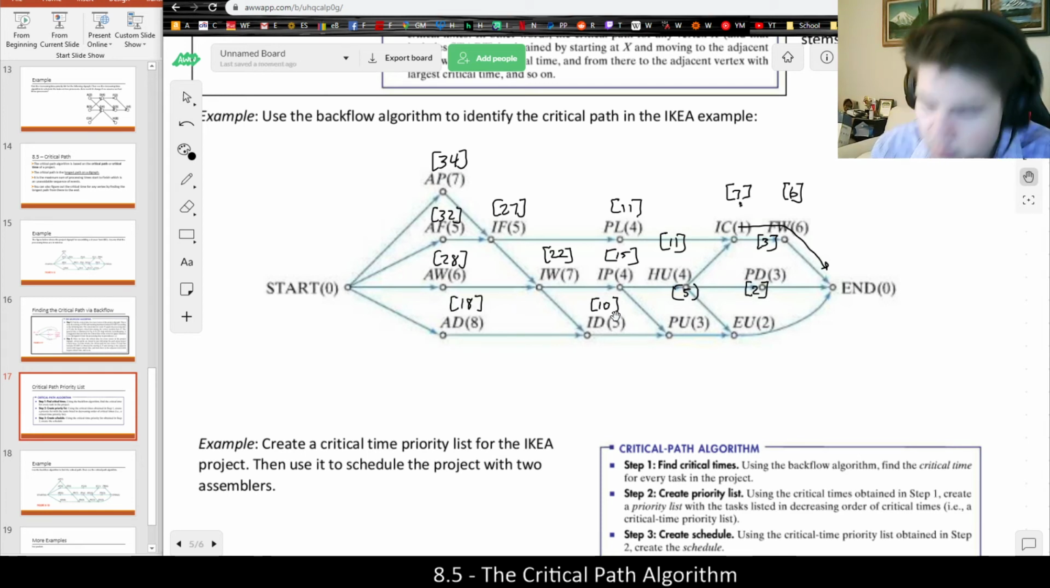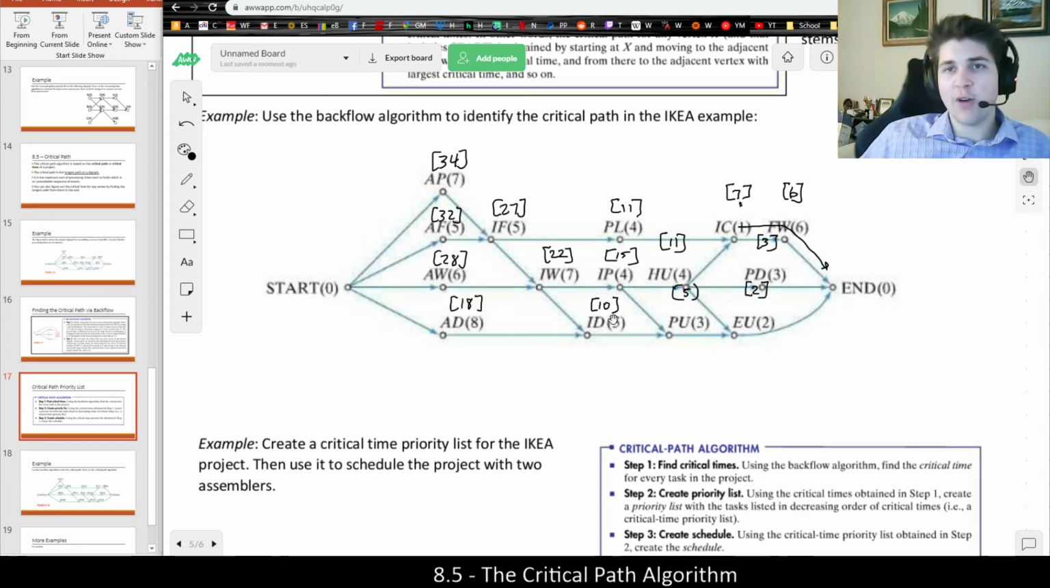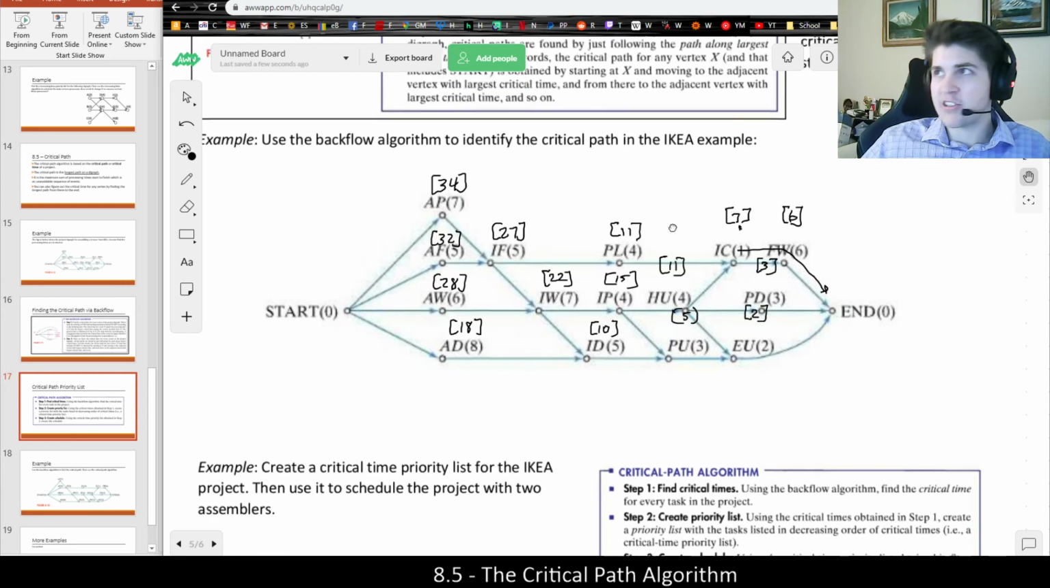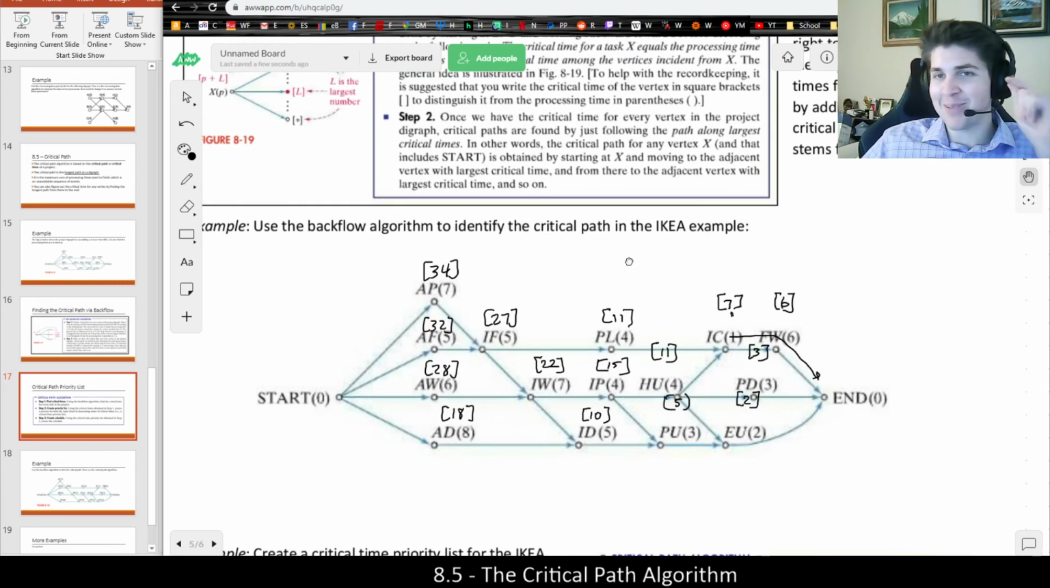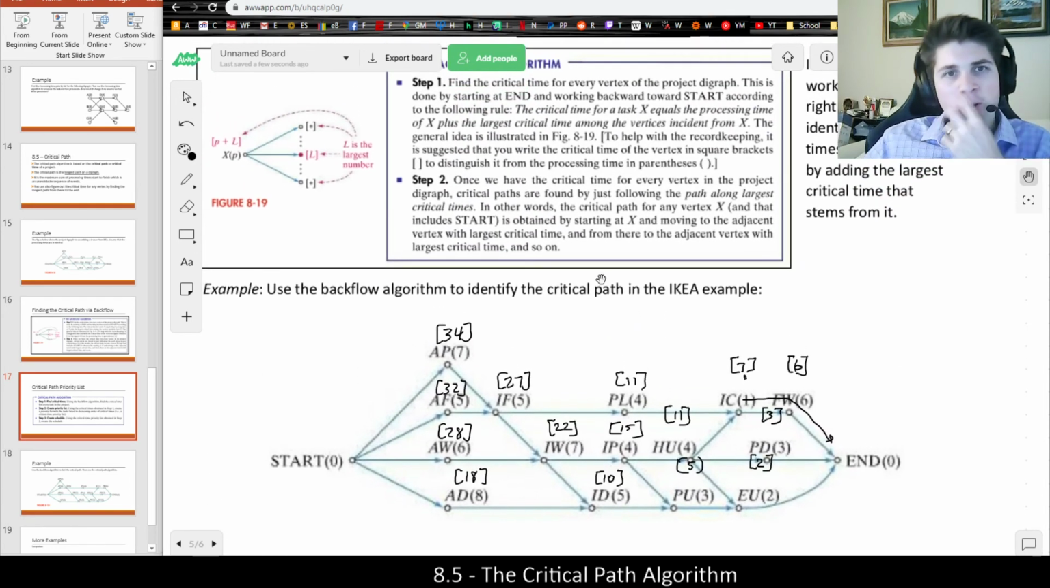And once we have them all, we are now done with the backflow algorithm. We have solved the critical times of all the vertices in the project. Actually, sorry, I skipped step 2. We're not done. We're done with step 1. Step 2 says once we have the critical time for every vertex in the project, as we do now, critical paths are found by just following the path along the largest critical times.